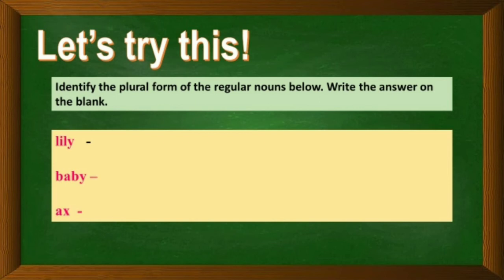Example is the noun lily. What is the plural of the noun lily? According to the rule of pluralization of regular nouns, if Y is preceded by a consonant, then you have to change Y to I and add ES. So that becomes lilies. And for babies, the same rule applies. You have to change Y to I and add ES. And for words ending with X, you have to add ES. So that becomes axes.